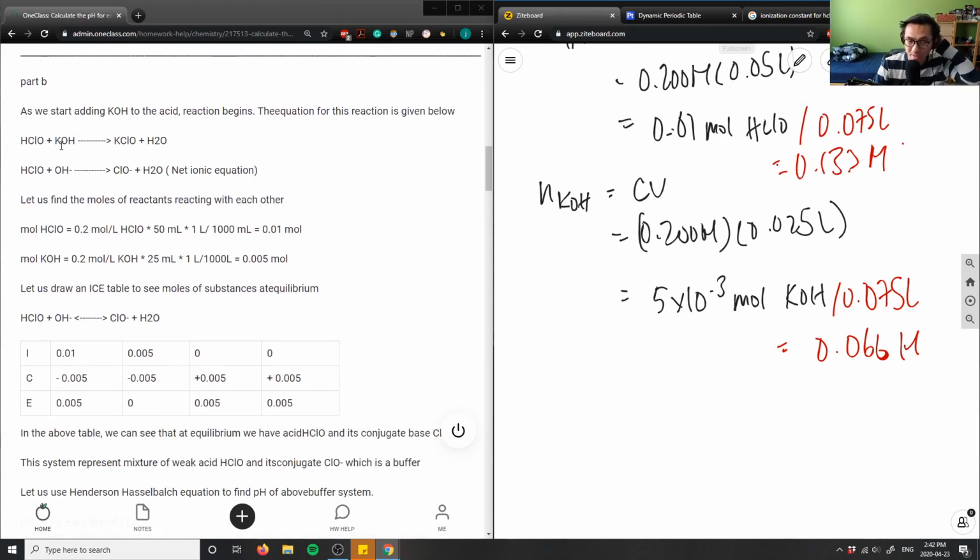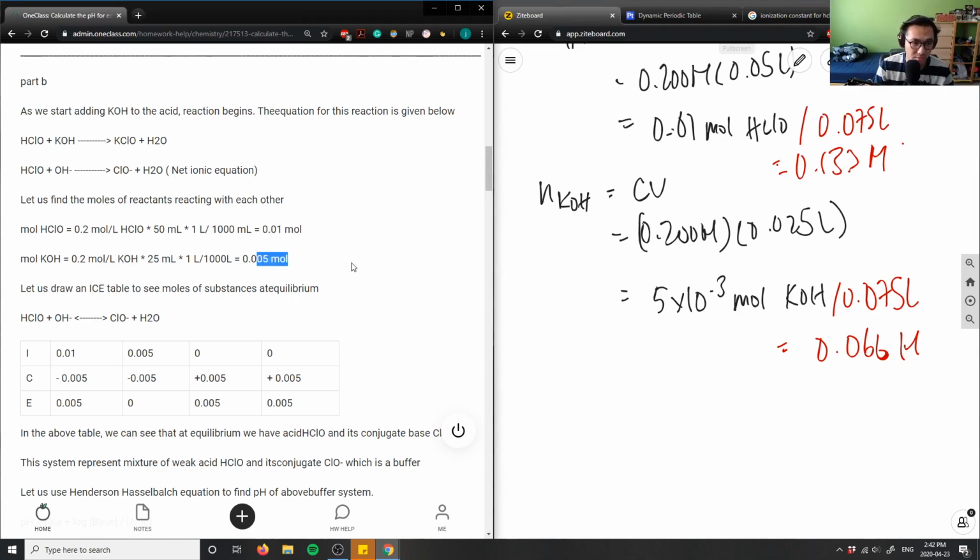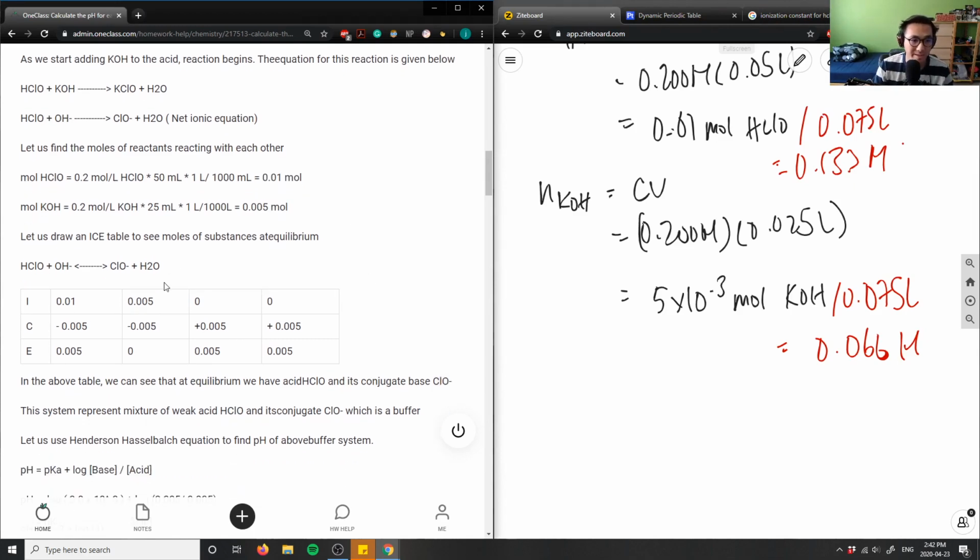So again, they have here HClO plus KOH gives KClO plus H2O. That's good. And then what we have here is HClO plus hydroxide gives us ClO minus and H2O, right? So this is our net ionic equation. That's good. They're solving for their moles like I did as well, 0.01 and 0.005. And then they do an ICE table to figure out the limiting reagent. I have 0.01 as my acid and 0.005 as my base here.